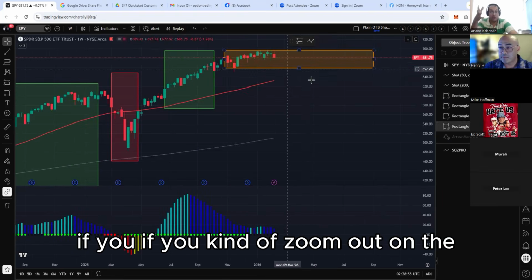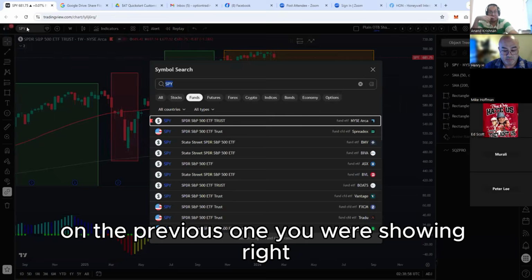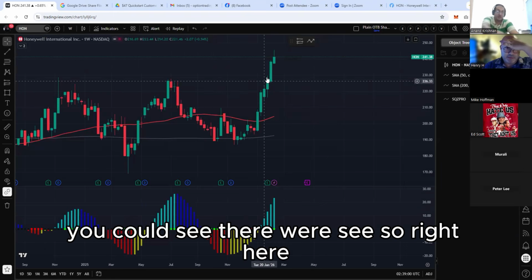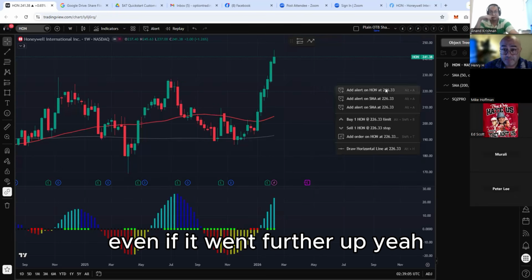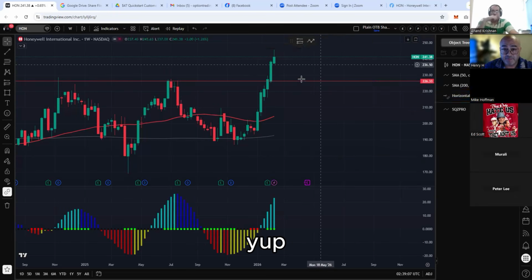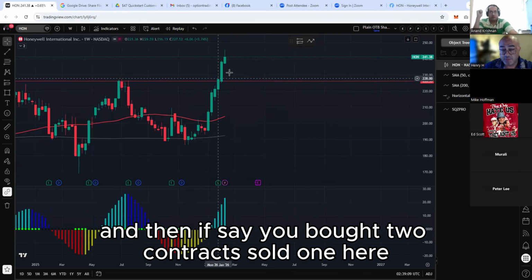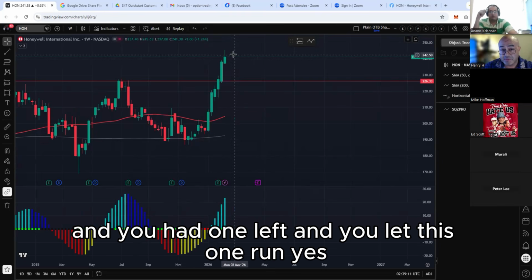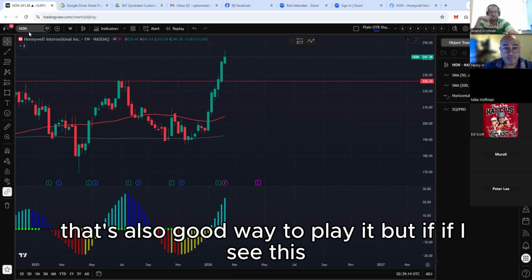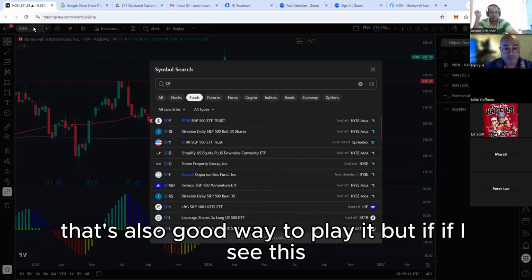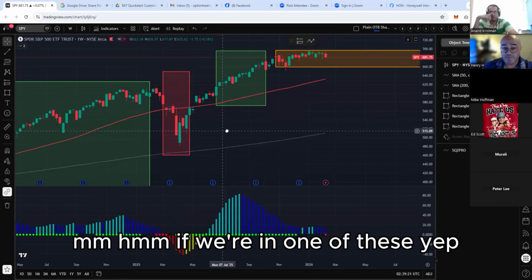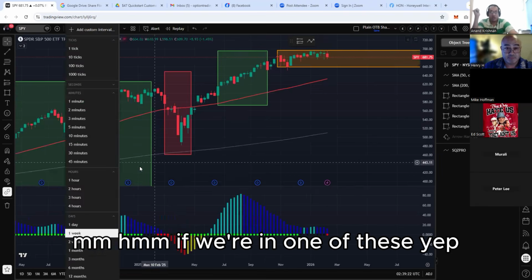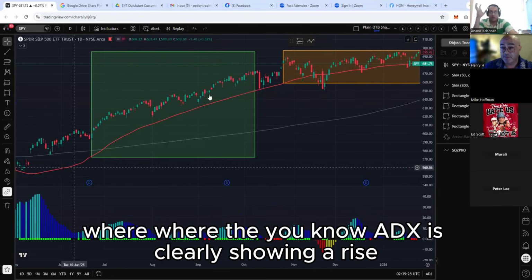If you zoom out on the previous one you were showing, you can see the previous high here would have been a good place to cut it off, even if it went further up. That's safe. And then say you bought 2 contracts, you sold one here and you had one left and you let this one run, that's also a good way to play it. But if I see this, I'm gonna take my 30% and go. I'm gonna take my 50% and go. If we're in one of these where the ADX is clearly showing a rise, maybe I can go.